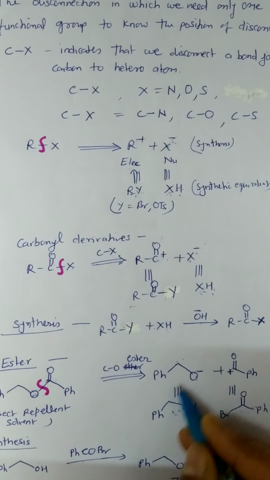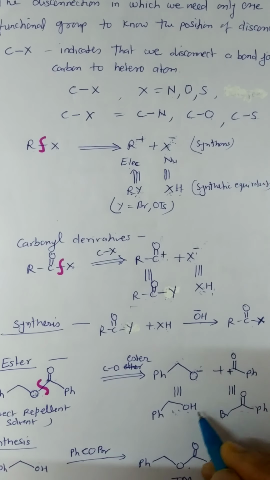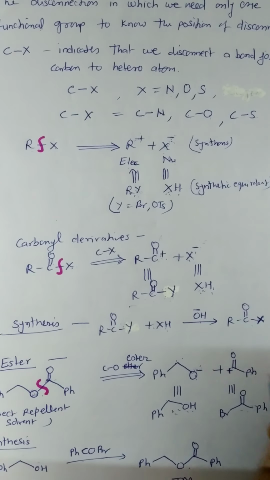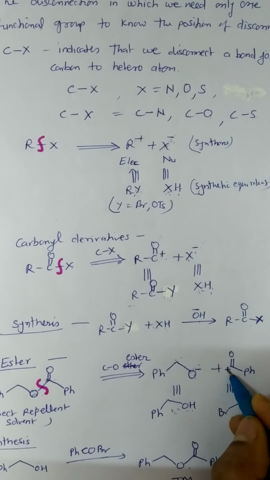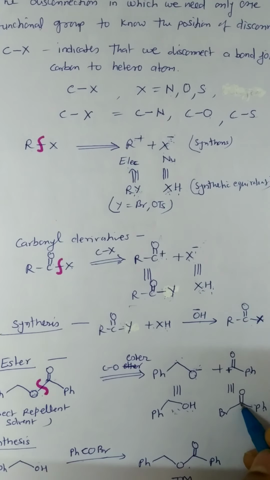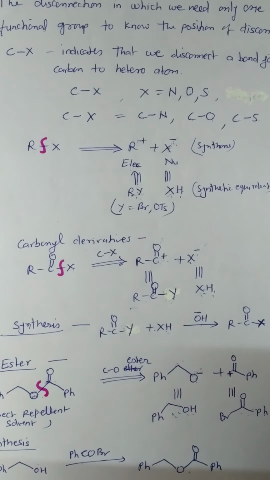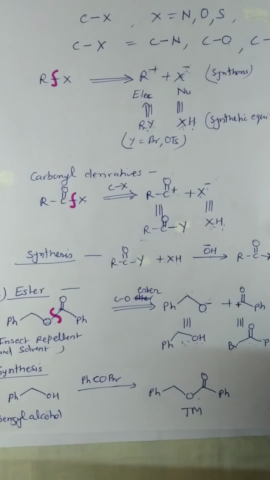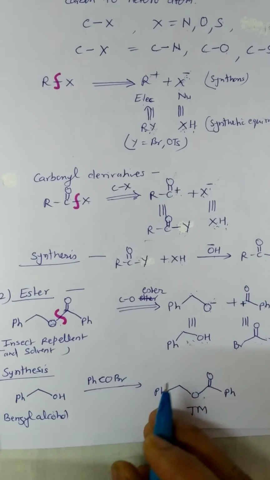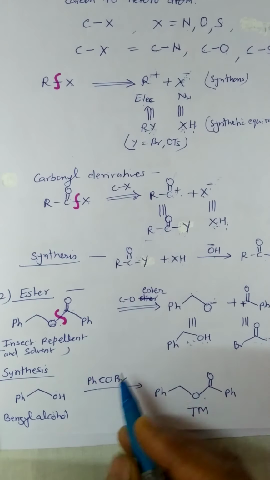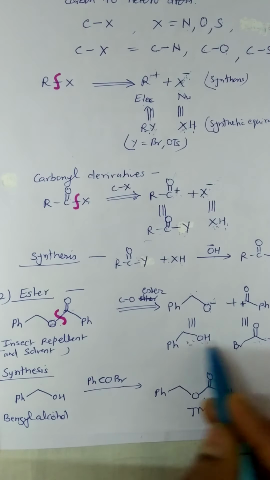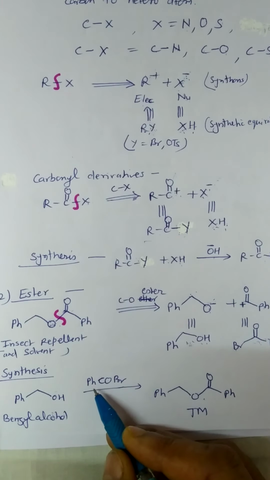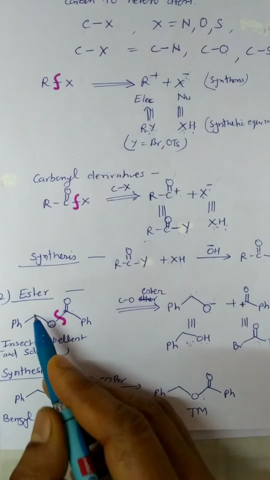Here on adding positive part to this O minus we obtain the synthetic equivalent PhCH2OH, and by adding some negative part to this positive part, we obtain PhCOBr. These are the synthetic equivalents obtained by the disconnection of the ester, and therefore the reaction of benzyl alcohol with benzoyl bromide gives the target molecule, this one.